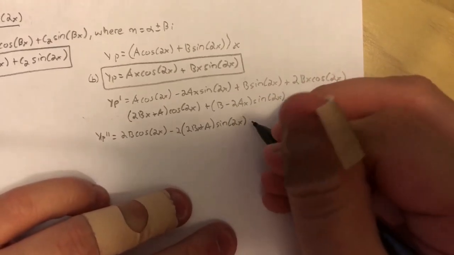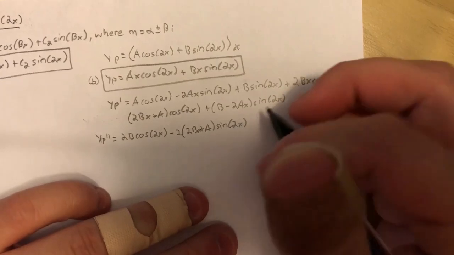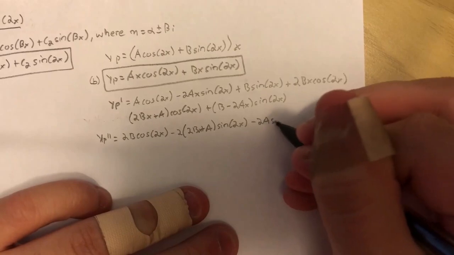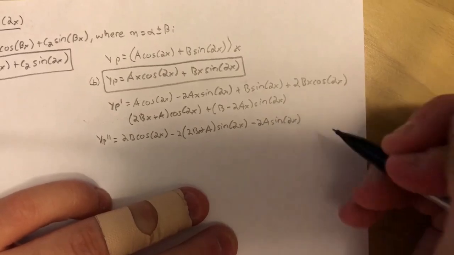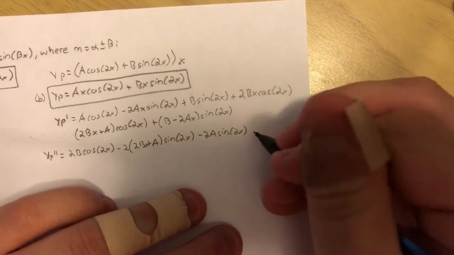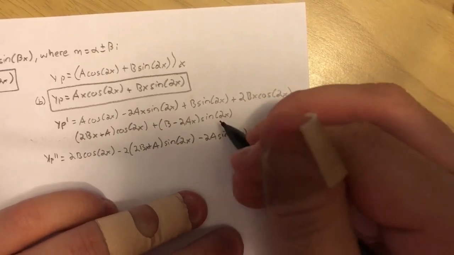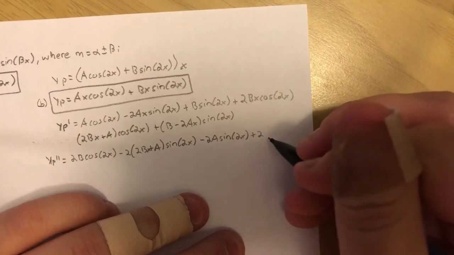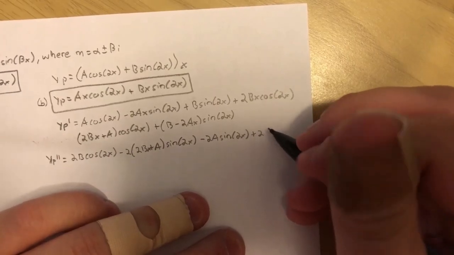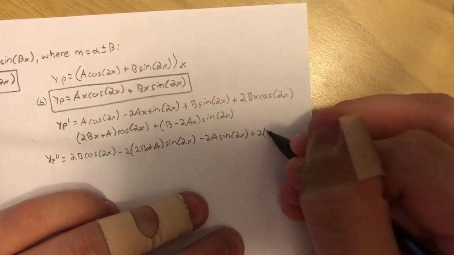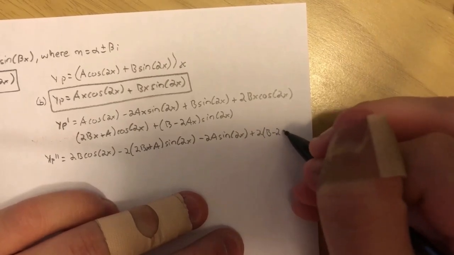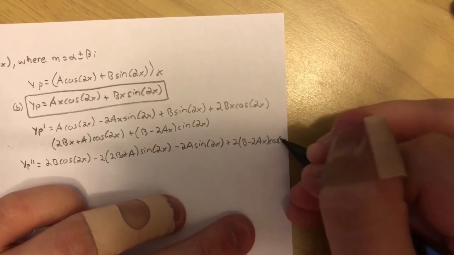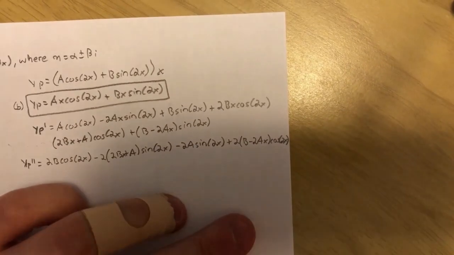Product rule again here. I'm just going to write it out. Minus 2a sine 2x. Let's see if I can fit this in. So it's going to be positive plus 2, 2b minus 2ax. Oh, close. Cos 2x. I hope that's legible.